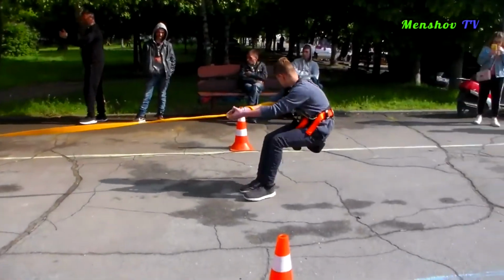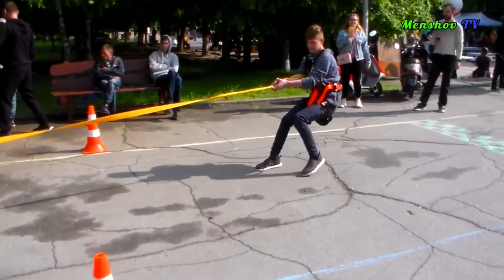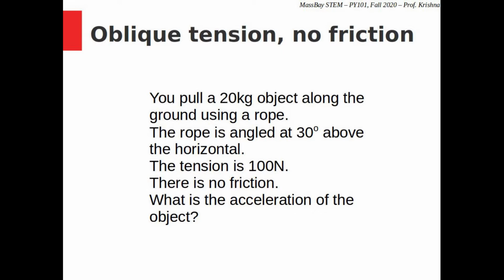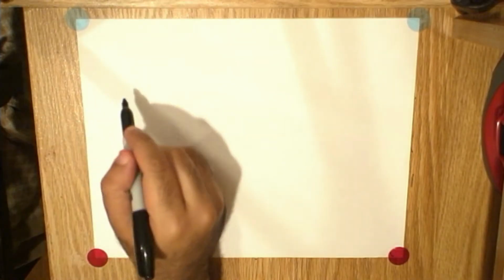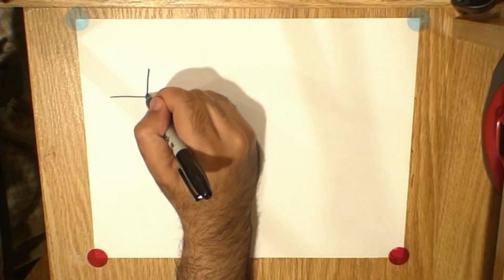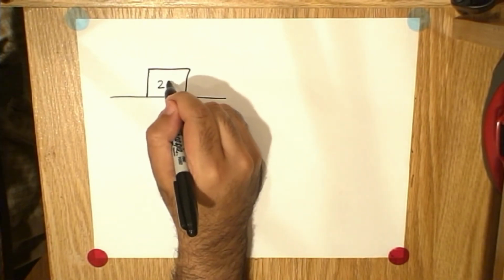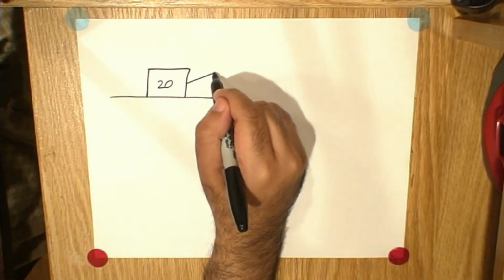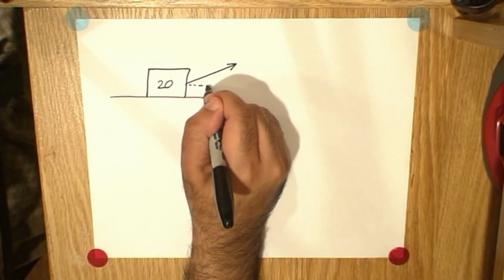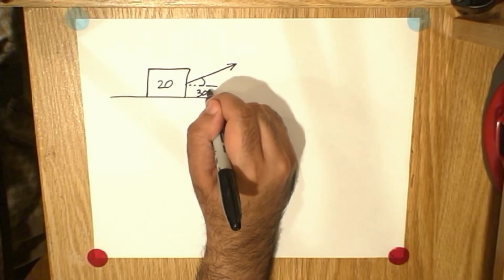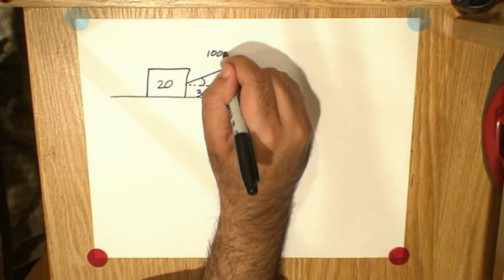Now, let's introduce some common forces. Consider this puzzle. You pull a 20 kilogram object along the ground using a rope. The rope is angled at 30 degrees above the horizontal. The tension in the rope is 100 newtons. There is no friction. What is the acceleration of the object? In this case, we have been given a 20 kilogram object and it is being pulled on a rope. The angle of the rope is 30 degrees and the tension in the rope is 100 newtons.